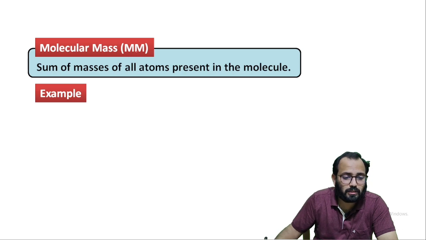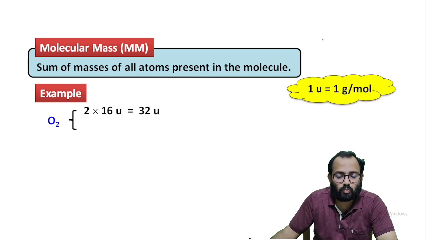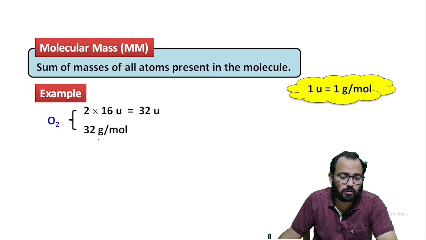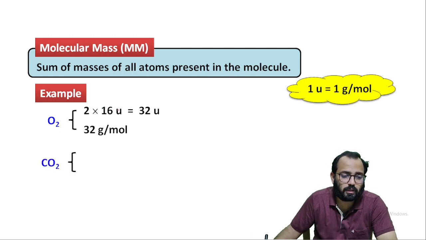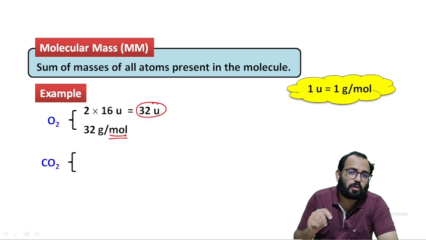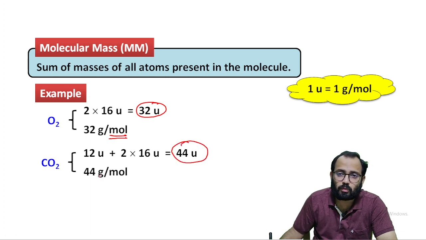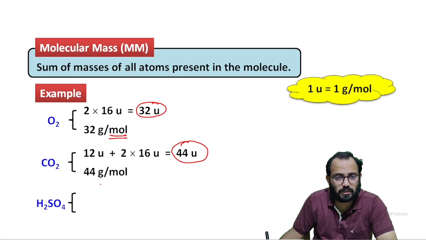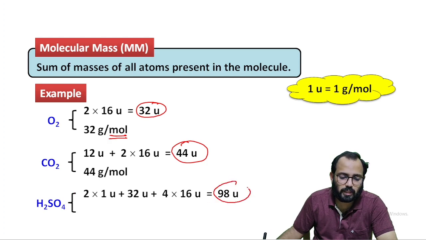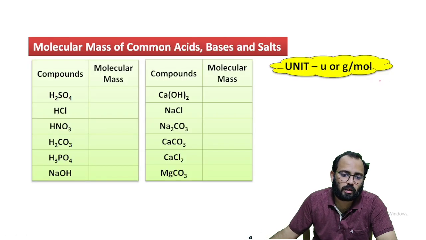What is molecular mass? See, what is molecular mass? It is the sum of masses of all atoms present in a molecule. Like if you talk about oxygen, 2 × 16, that is 32 U, and 1 U is equal to 1 gram per mole. So this is going to be 32 gram per mole. But there's a difference. The sum of masses of all atoms in a molecule is 32 U, and this is for 1 mole of O2. And for CO2, the mass is 44 U, and this can be written as 44 gram per mole. For H2SO4, the mass is 98 U, and that can be written as 98 gram per mole as well, because 1 U is numerically equal to 1 gram per mole.